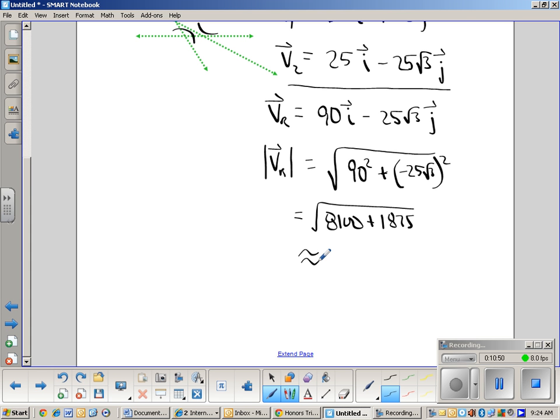Square root that, what do you get? 99.9 miles per hour. Wow, I can run that fast. Okay. I think the question asked for a little more than that. I don't think they asked simply for the magnitude, but also the direction.